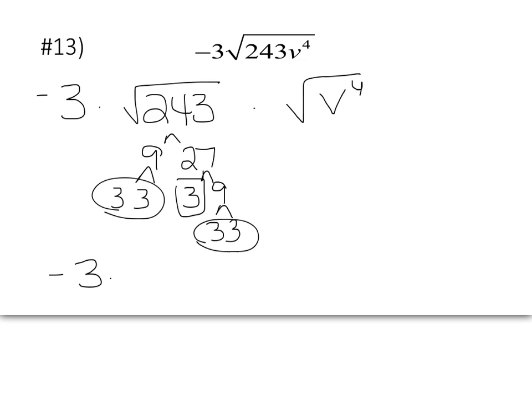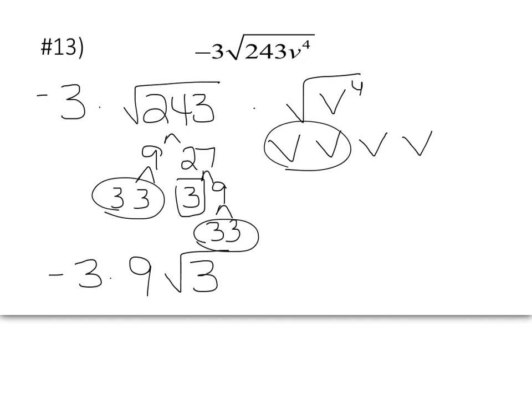So I've got negative 3 times. I've got 2 sets of 2. So you multiply the 3's together to get 9. And then we have the square root of 3 left. And then back here, you've got 4 v's. So 1, 2 means I'm bringing 2 out front, and there aren't any left over. You can also look at it as the index is 2. How many times does 2 go into 4? 2 times. And then if you have any left over, they stay inside.